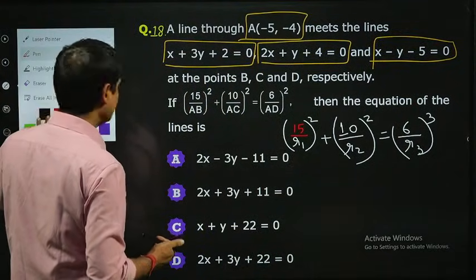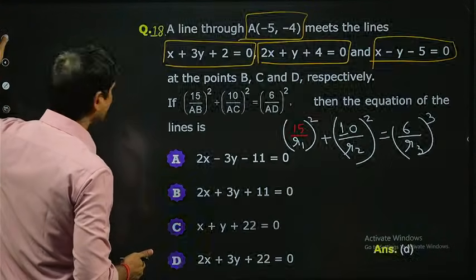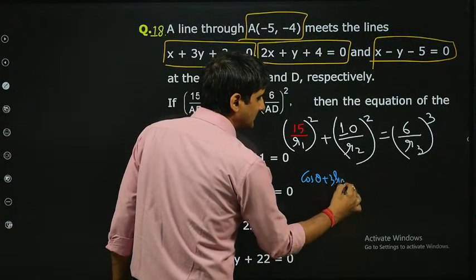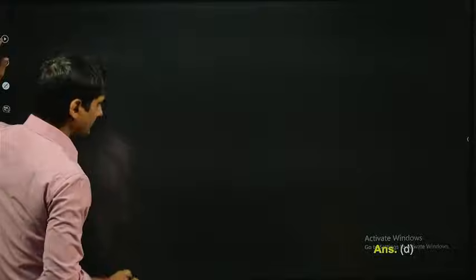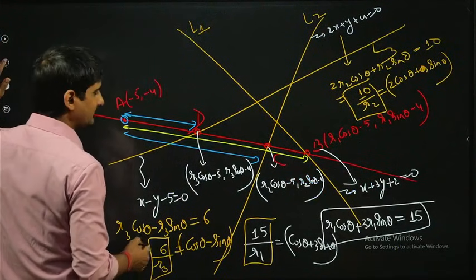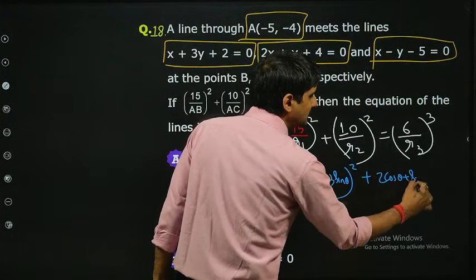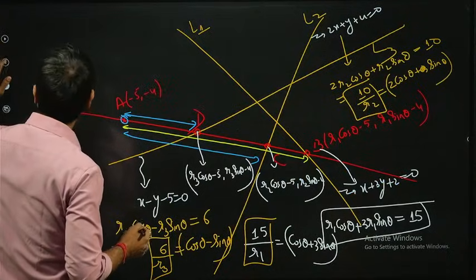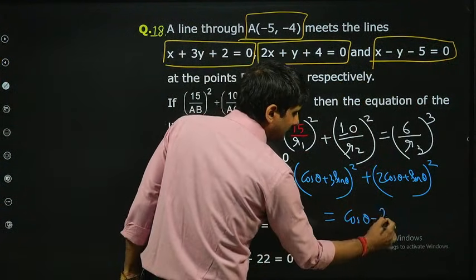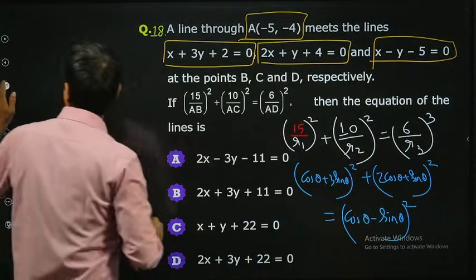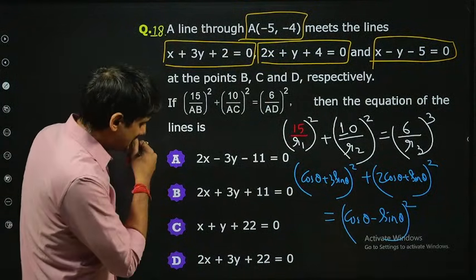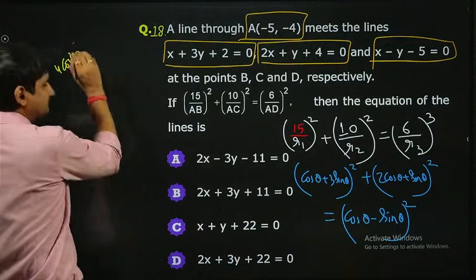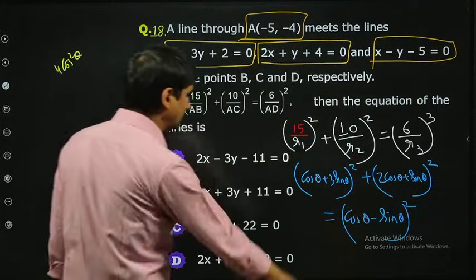So if I just use it here itself, 15 by r1 is cos theta plus 3 sin theta, so it's (cos theta plus 3 sin theta) whole square. 10 by r2 is 2 cos theta plus sin theta, so (2 cos theta plus sin theta) whole square is equal to 6 by r3, and how much is it? 6 by r3 is cos theta minus sin theta. So I hope I am not wrong anywhere in any calculation, otherwise we might be in trouble. So 4 cos square theta, 9 sin square theta.